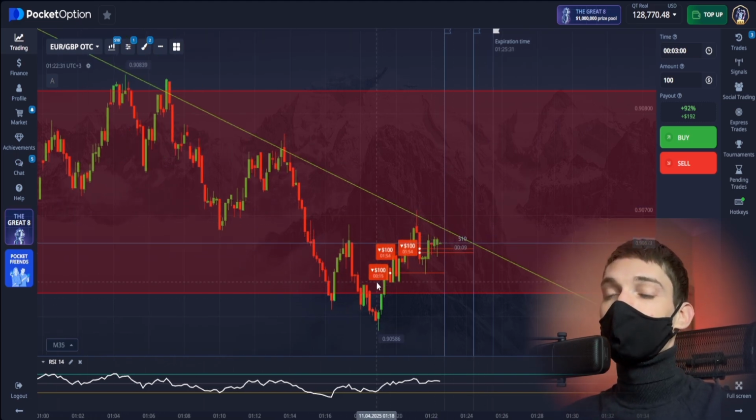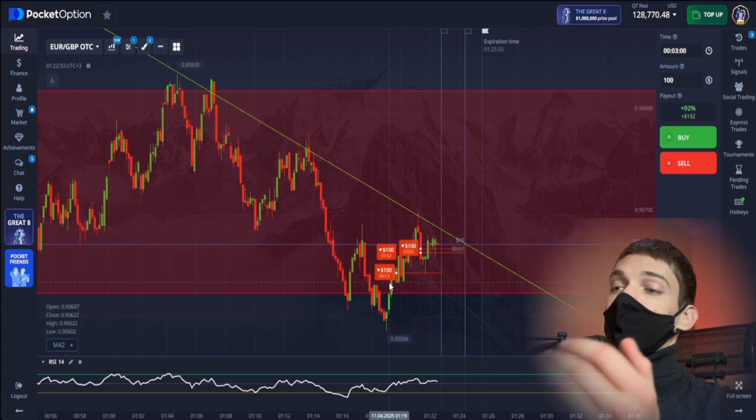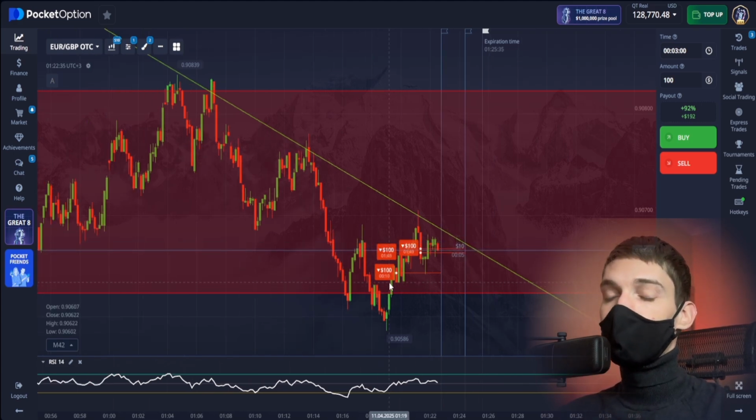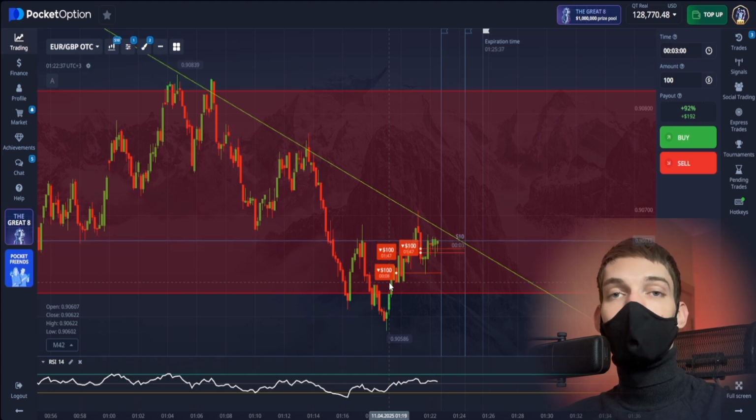Yes, as you can see, the first trade will most likely close at a loss. And our task is to wait for the second trade to close and hope that it will close in profit.